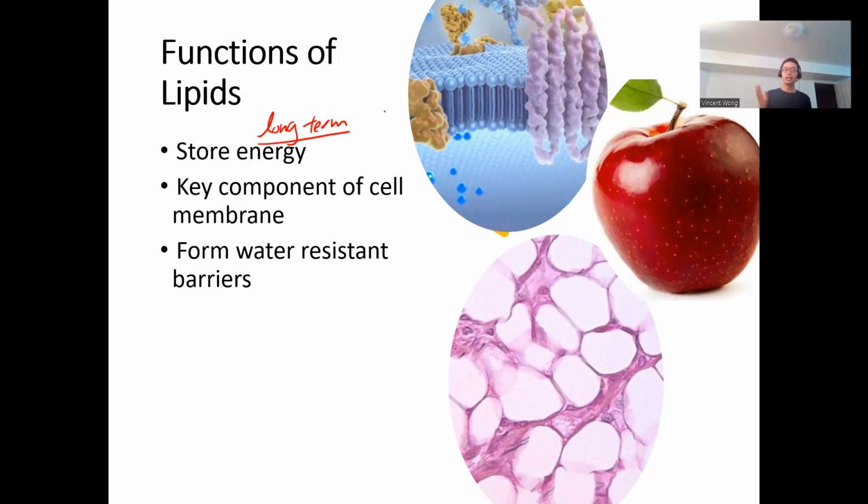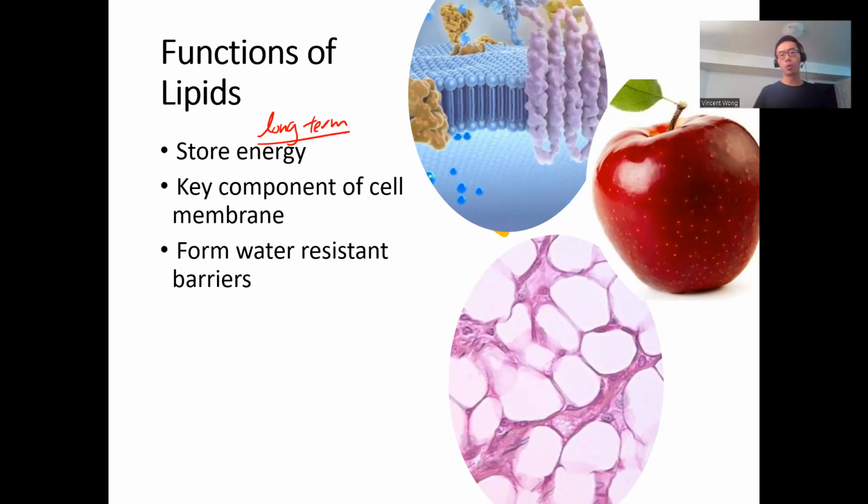As you will see, lipid is also a main component of the cell membrane. A cell membrane is like a barrier that surrounds each cell, and it's important to have this barrier to help regulate, to help control what goes in and out of the cell. And lipid is a main ingredient for that cell membrane.